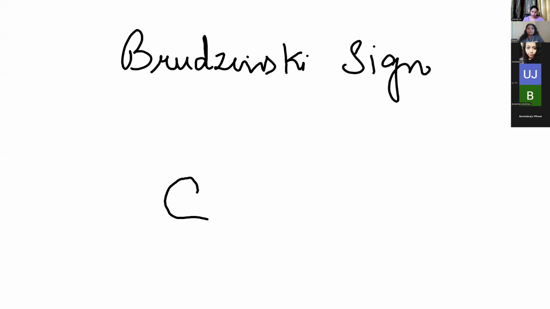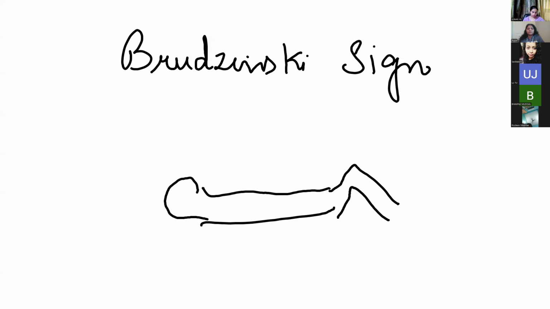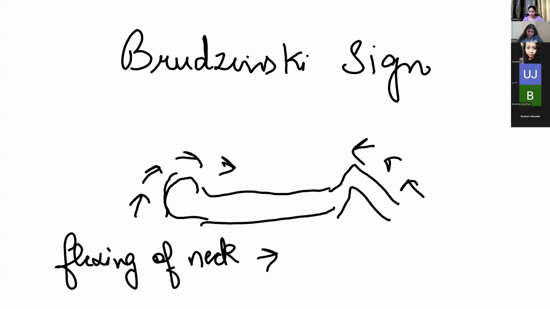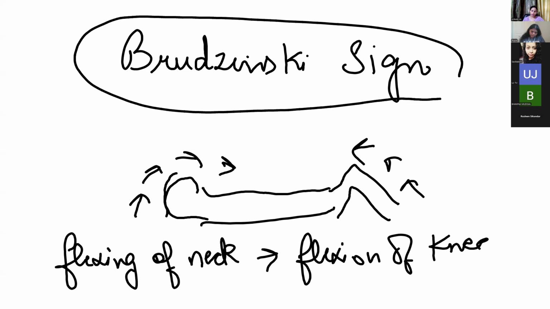if the person is lying down and you instruct the person to flex his neck, when the person flexes his neck, it will automatically lead to flexion of the knee. Flexing of neck will lead to flexion of knee. This will happen in Brudzinski's sign.